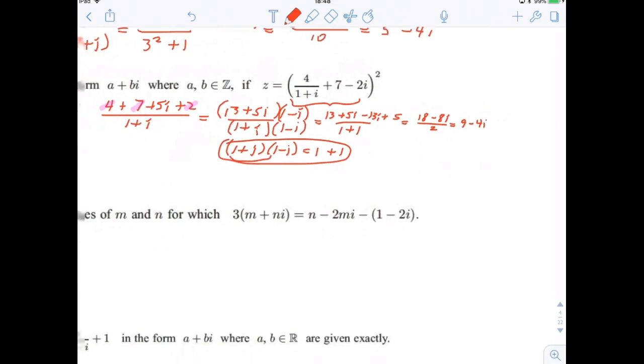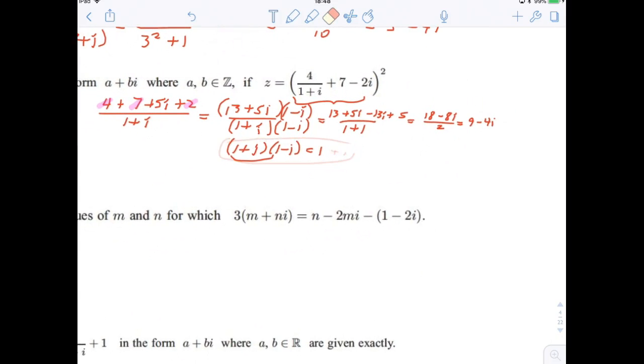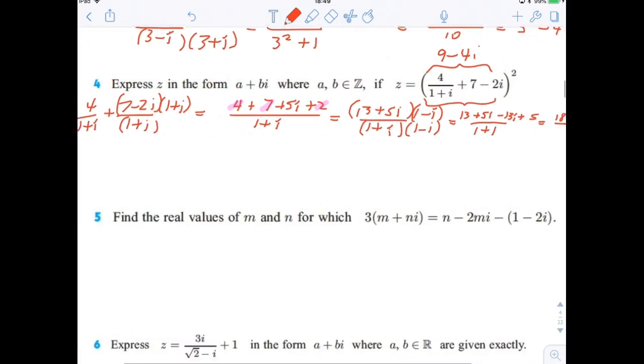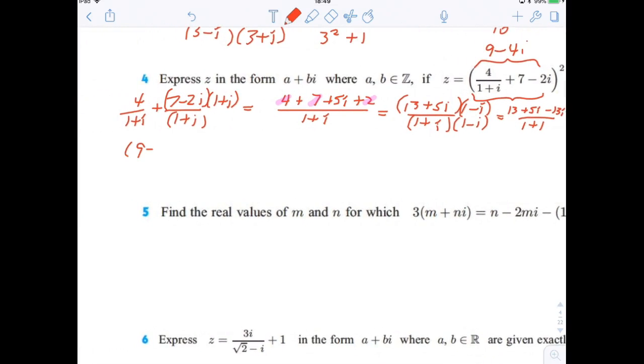Okay, I almost forgot that we're still not done with this problem. All we did up until now is find that the inside of this thing is equal to 9 minus 4i. Now we want to square 9 minus 4i. So we want to do (9 minus 4i) squared.